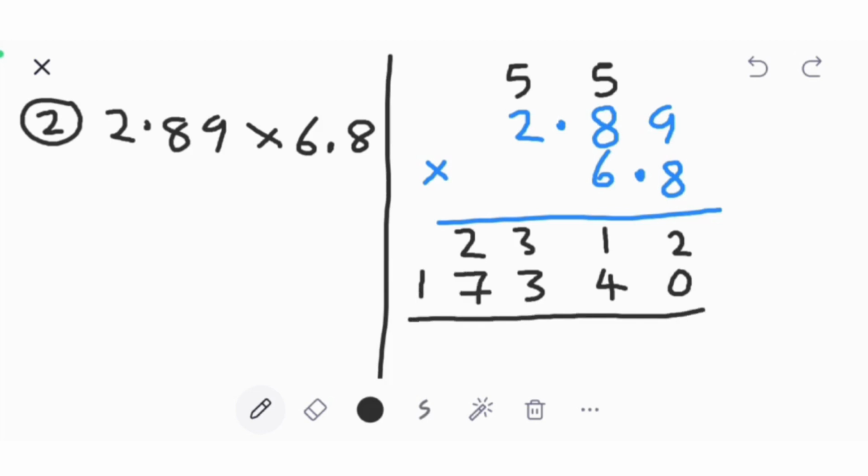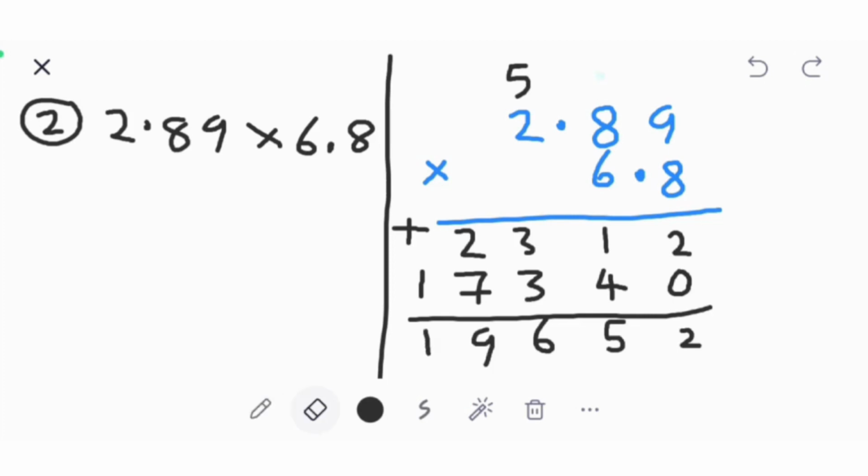Then you add everything together. 2 plus 0, you have 2. 1 plus 4, you have 5. 3 plus 3, that is 6. 2 plus 7 is 9. Then you bring down this one.